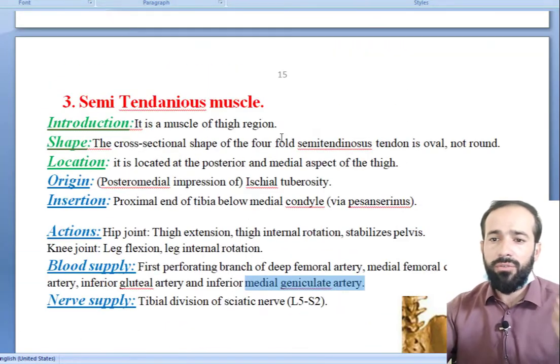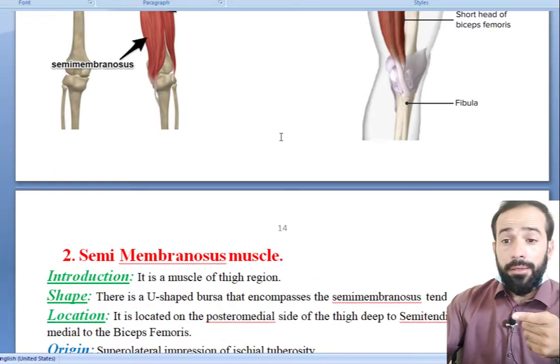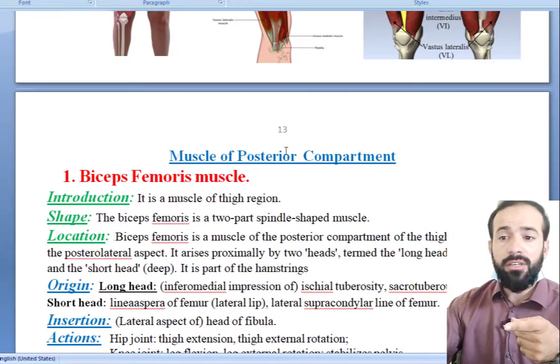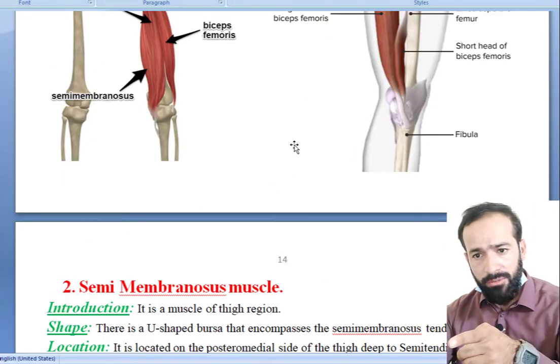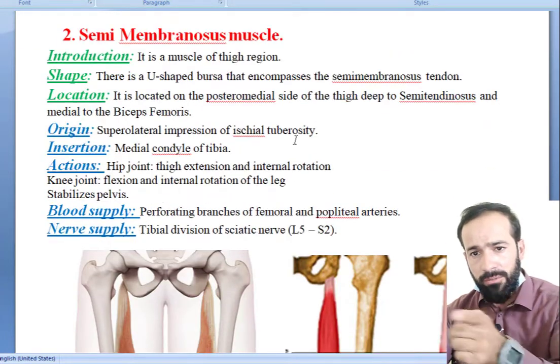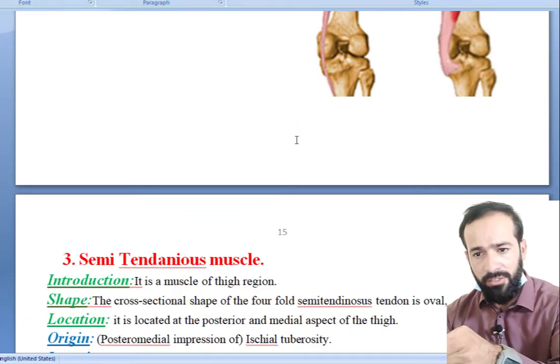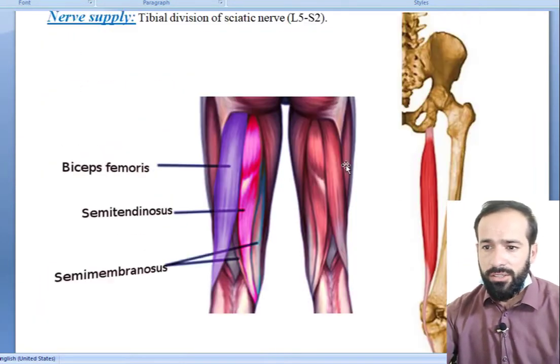So friends, this was about the muscles of the posterior compartment of your thigh region: the biceps femoris muscle, which I discussed in the previous lecture, semimembranosus muscle, and semitendinosus muscle.